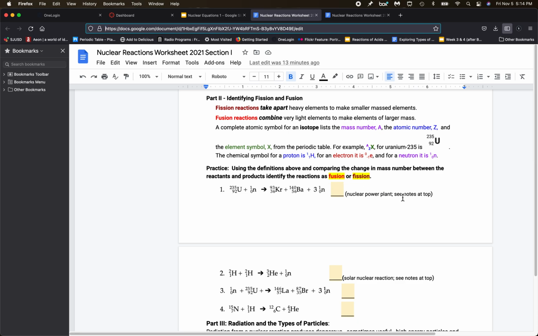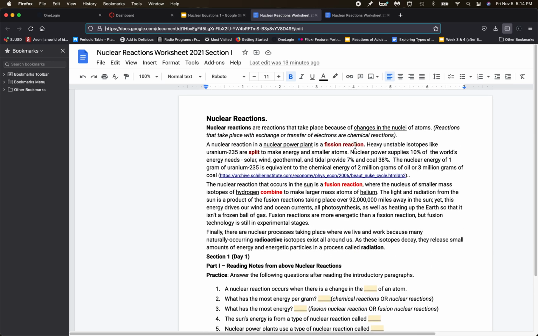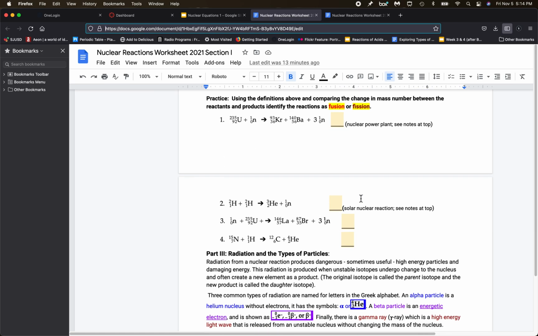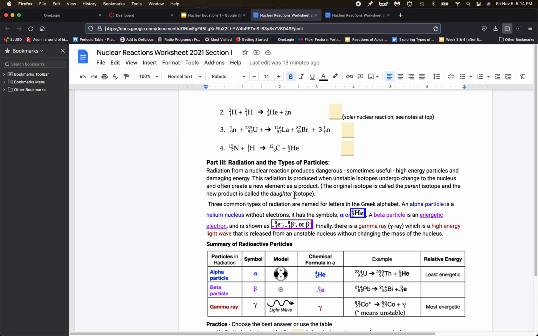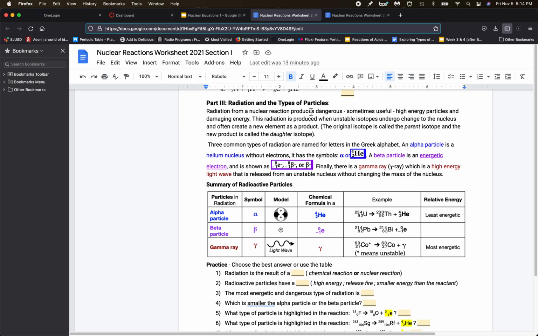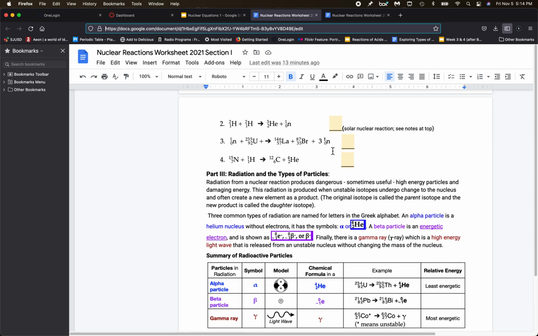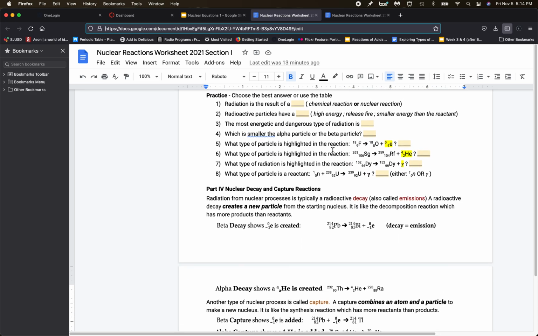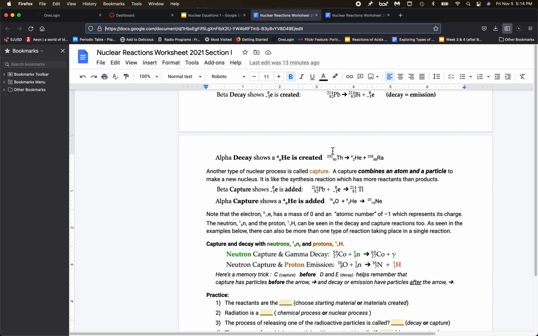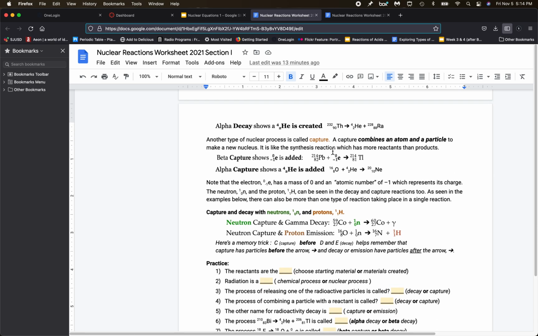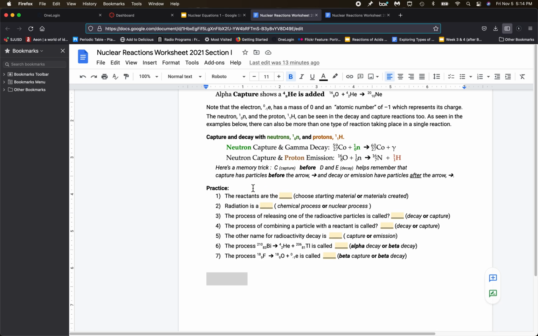See notes at top actually refers to these notes, honestly. Then in part 3, we're given types of particles, and you're supposed to go back and forth between filling this in and trying to figure out what the different particles are. And then finally, use the words decay and capture and finish up the piece.